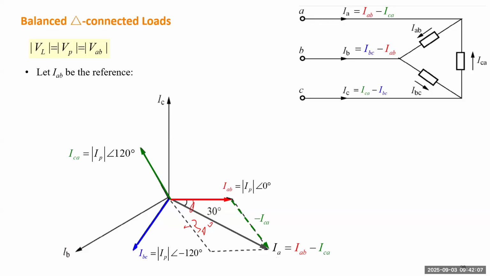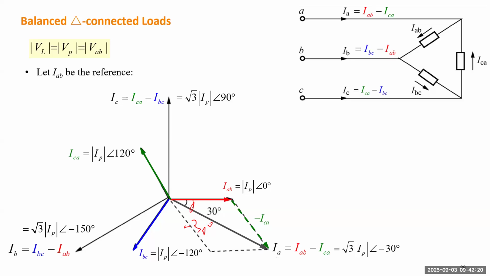And we can draw IBC and ICA. So if you know IAB, we can directly write down the expression for IA. Similarly, we can do that for IC and IB.